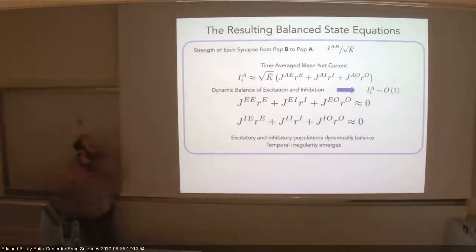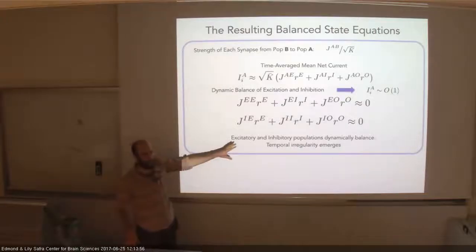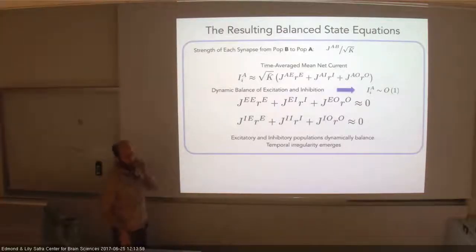Sorry, could you remind me what O is? O is the external population. What used to be H external. H external and implementation.